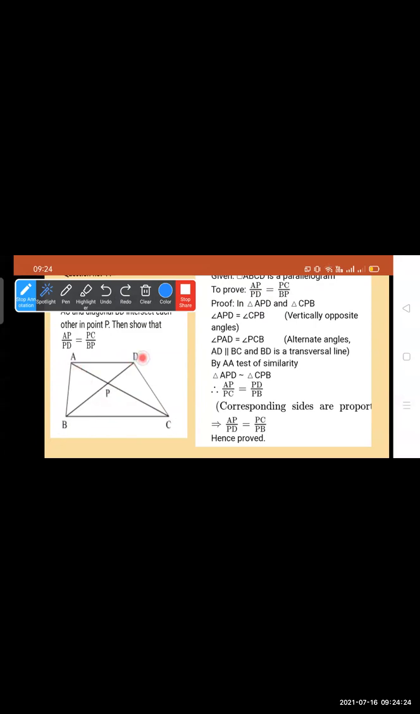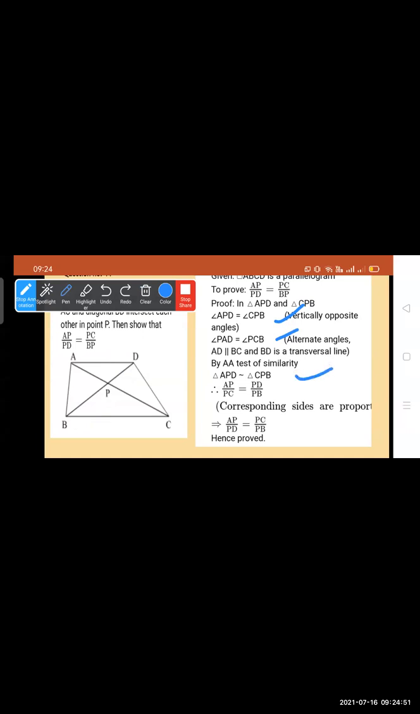So angle APD is congruent to angle PBC, vertically opposite angles. Then these two lines are parallel and this is the transversal. So ADP, means this triangle, angle ADP is congruent to angle PBC, alternate angles. Here two conditions are given. So we write these two triangles are similar by AA test of similarity.